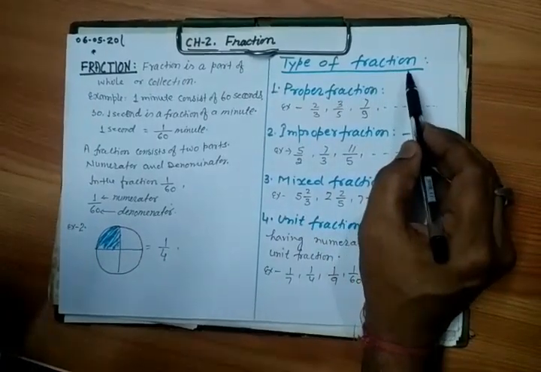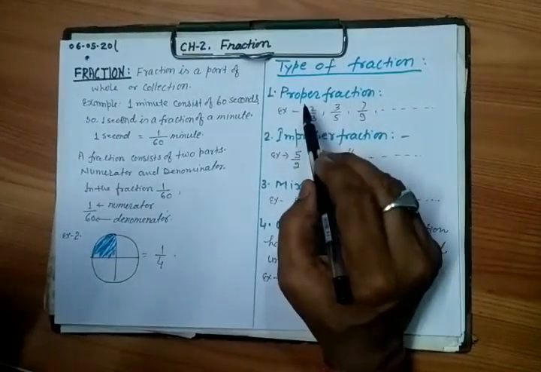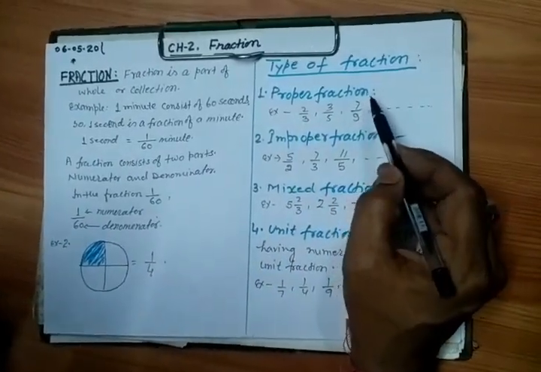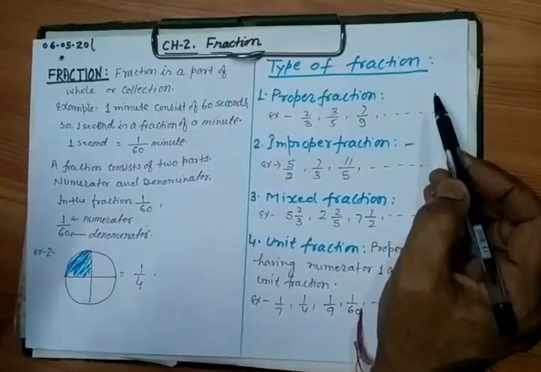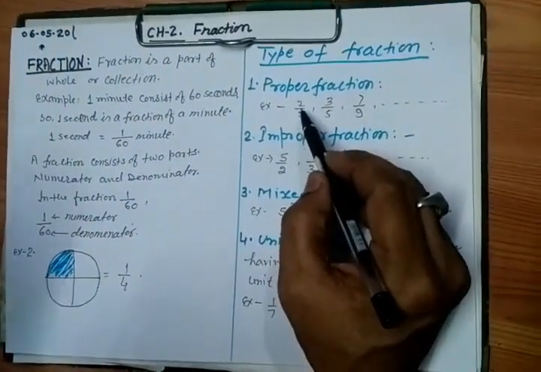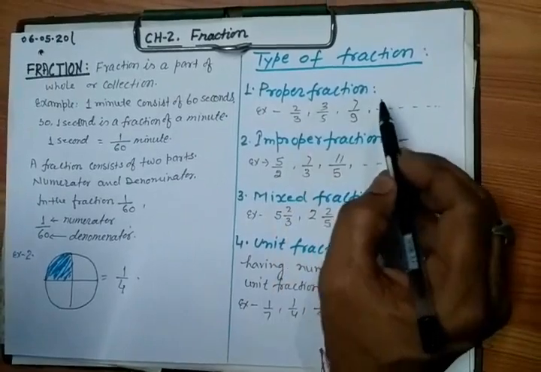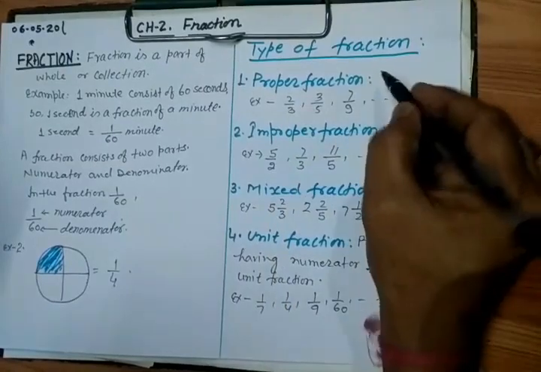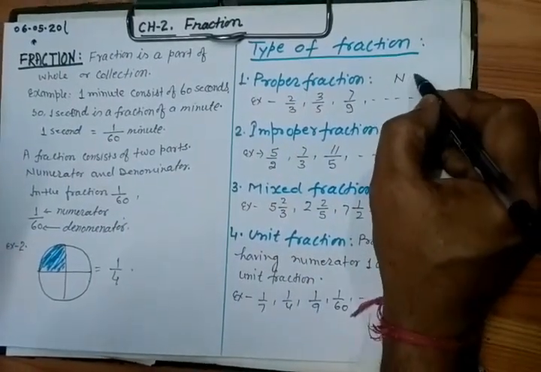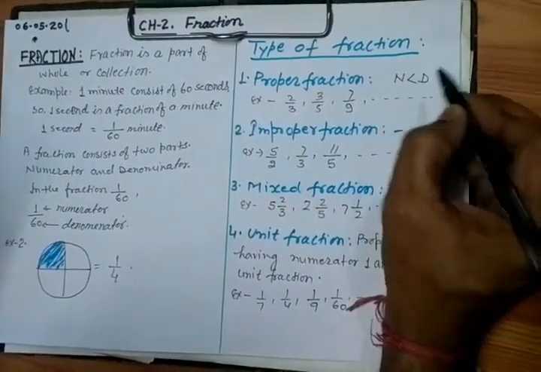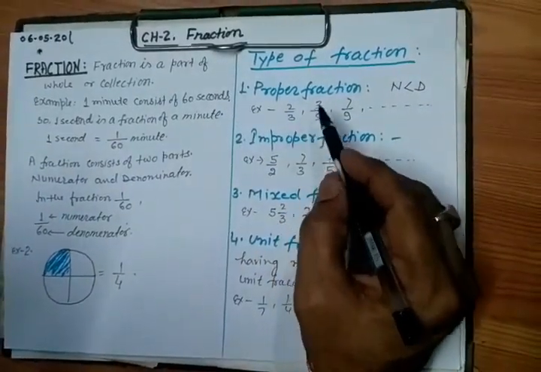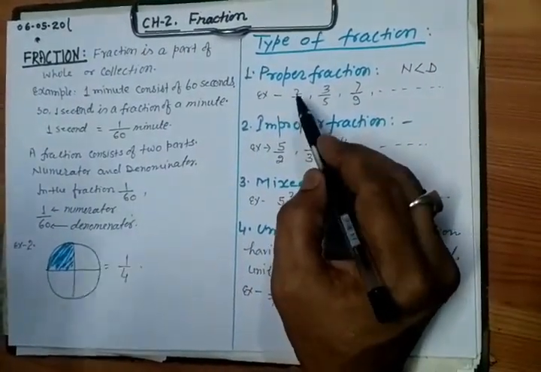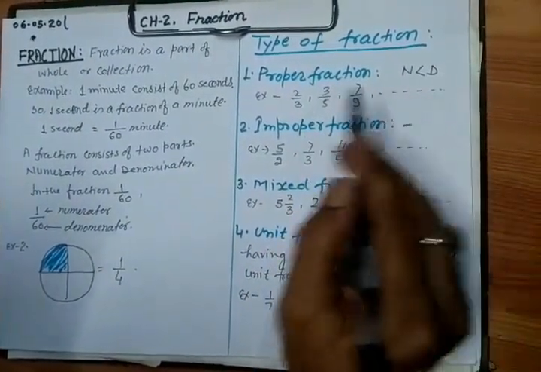Types of fractions. First is proper fraction. A proper fraction is a fraction in which the numerator is less than the denominator. Example, 2 by 3, 3 by 5, 7 by 9 and so on. In 2 by 3, 2 is less than 3.